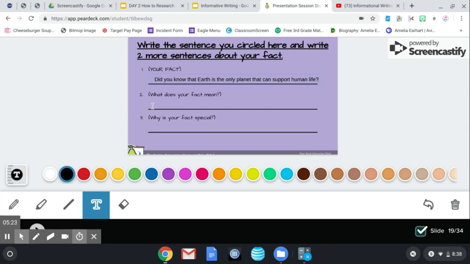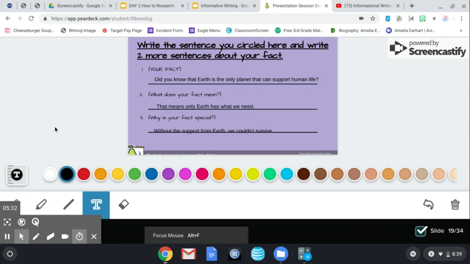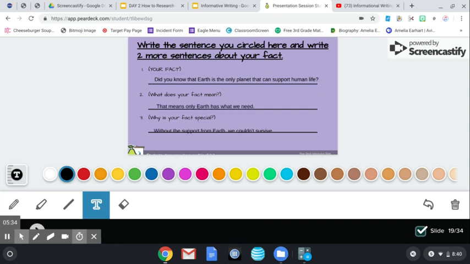But that's why you need to understand more about your fact, because you do have to do what does your fact mean and why is your fact special? Okay, so I've really thought about what those questions mean. What does your fact mean here? And it says that means only Earth has what we need in order to live.